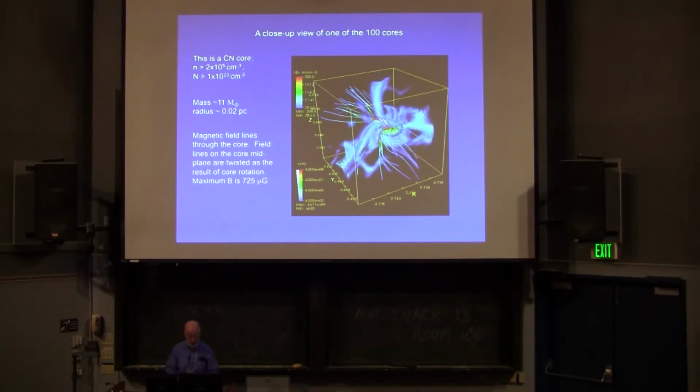There are a few field lines here, and you can see they're somewhat tangled, and they're twisted. And the peak magnetic field here is almost a milligauss. Remember, we started out with a field of only about 30 microgauss. So we have a substantial increase.